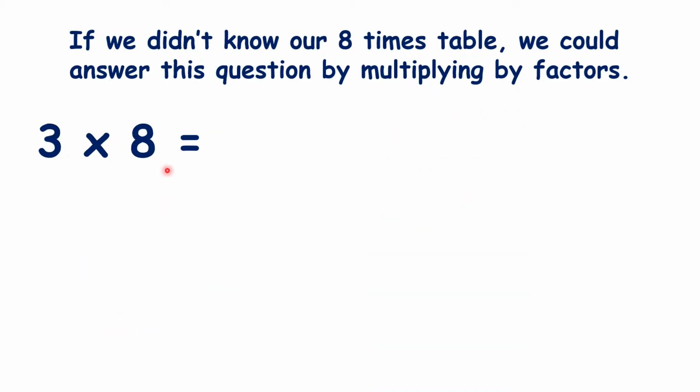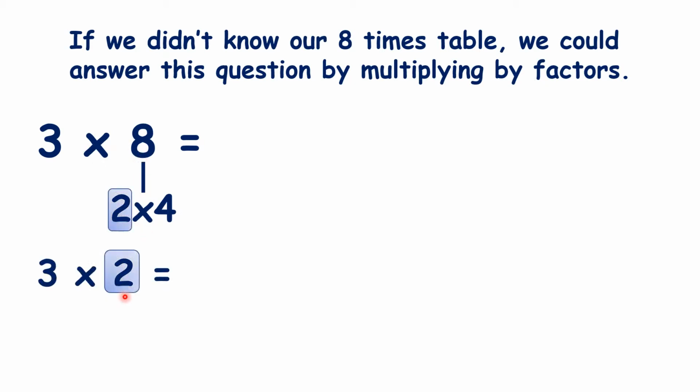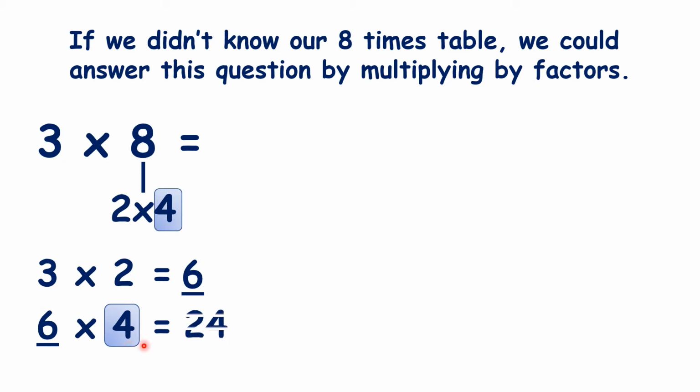Or if we didn't know our 8 times table, again, we could use factors. If we know that 2 times 4 is 8, we can multiply 3 by 2 to get 6, and then by 4 to get 24. So we know that 3 times 8 is 24, even if we don't know our 8 times table.